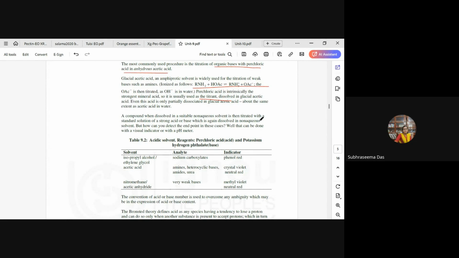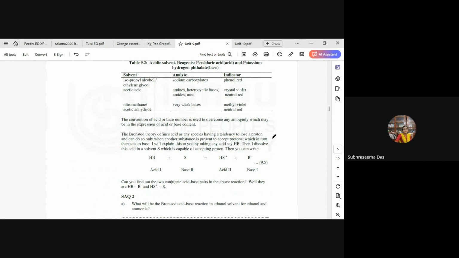A compound, when dissolved in a suitable non-aqueous solvent, is then titrated with the standard solution of the acid or base, which is also dissolved in a non-aqueous solvent. But how can we know the end point in such cases? Well, like in normal titrations, we can visually see the end point, or we can use a pH meter. The convention of acid or base number is used to overcome any ambiguity in the expression of the base content.